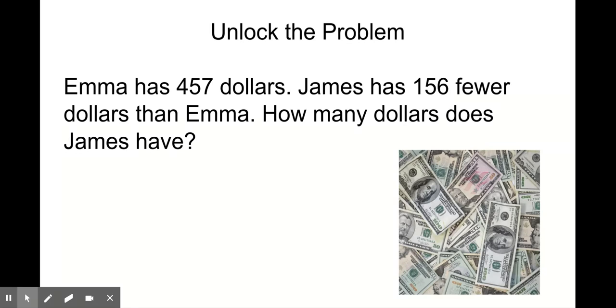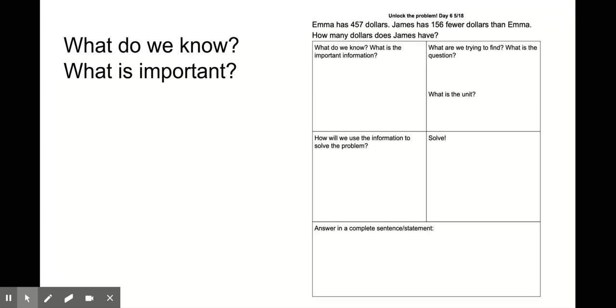Emma has $457. James has 156 fewer dollars than Emma. How many dollars does James have? So remember, we always need to think about, what do we know? Well, we know that Emma and James both have money.